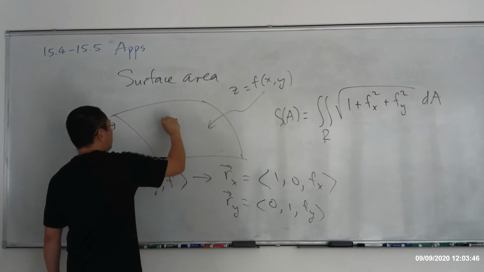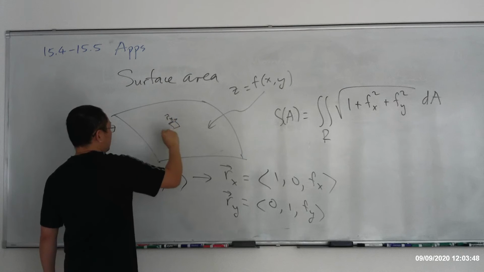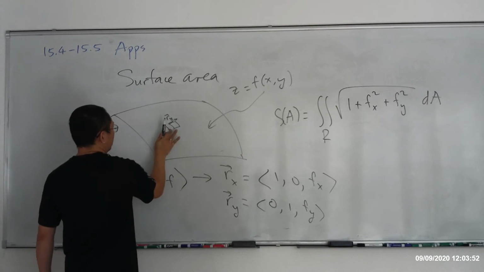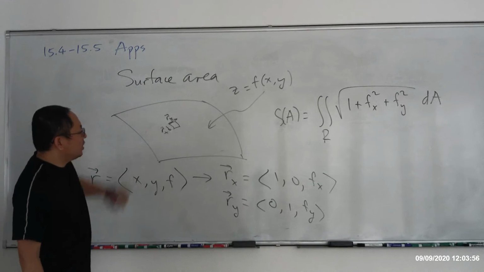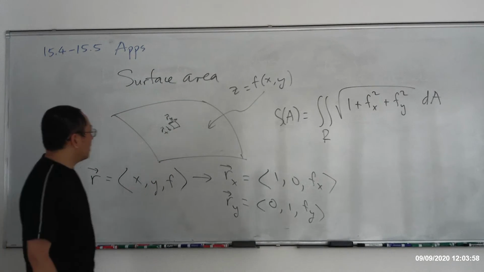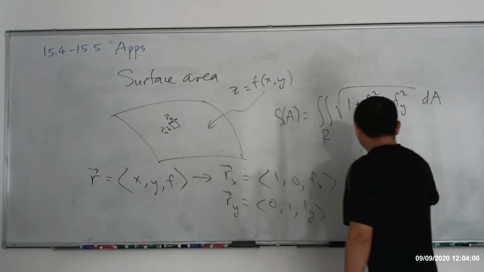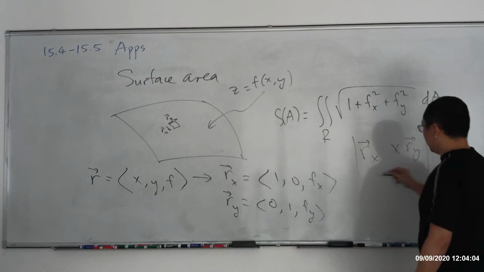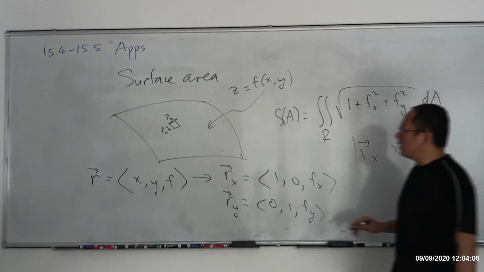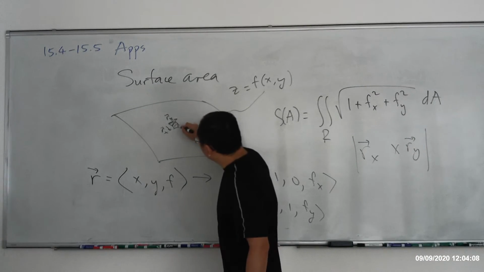This is Ry, the change in terms of y. This is Rx, the change of x. Okay. Now, what if you cross the two tangent vectors right there, Rx and Ry? Rx cross Ry, and if you learned before this, take the magnitude of it. It's going to be the area for that little bit.